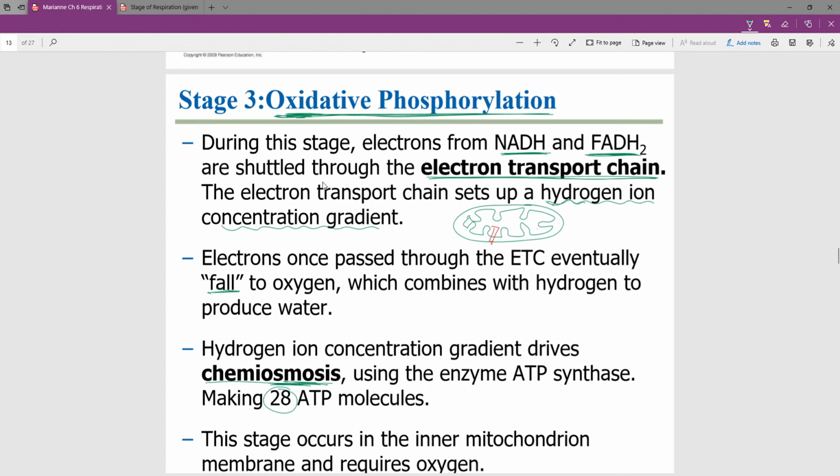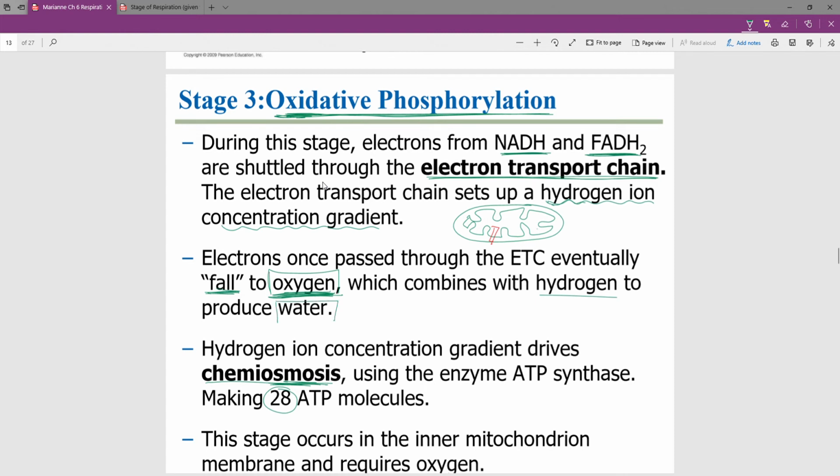The other thing that the electron transport chain does is use oxygen. This last stage requires oxygen, and we remember how greedy oxygen was for electrons. Well, we just had electrons being passed from protein to protein. Eventually, those electrons are going to be attracted to the oxygen. In the textbook, it says they fall to oxygen. And when we have oxygen and some spare hydrogens around, we're going to produce water.